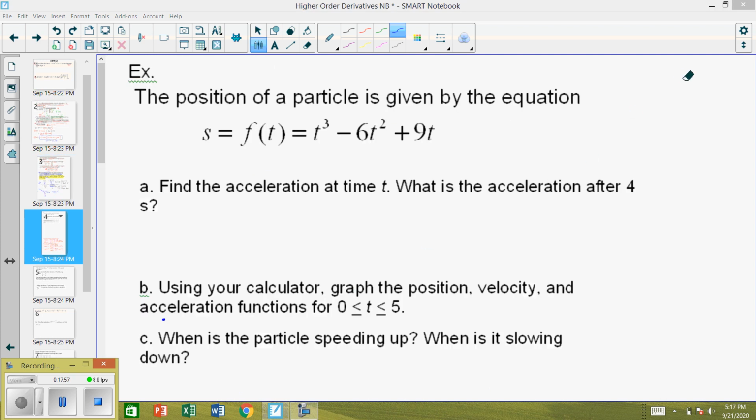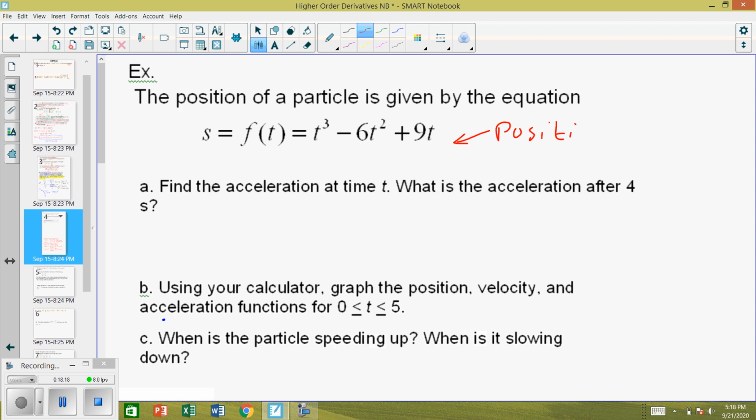Okay, let's try an example. It says that the position of a particle is given by the equation: S equals t cubed minus 6t squared plus 9t. Now remember, this means position, and it tells me where I'm located at any given time. Does it give a unit of measurement? It does not. I mean, we could be at, say, 20 feet from our initial position.